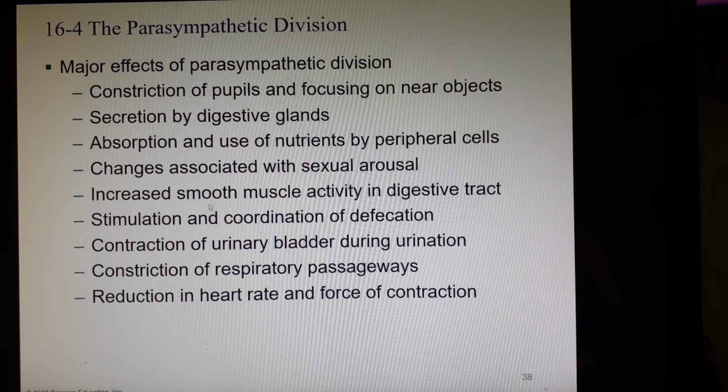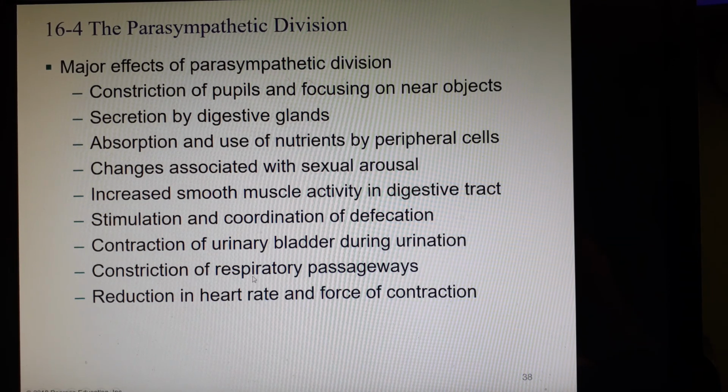We're going to have increased smooth muscle activity in the digestive tract. We're going to be able to stimulate urination and defecation. We're going to have constriction of respiratory pathways and reduced heart rate and reduced force of heart contraction. So think about all the things when you're just kind of relaxed and chilling out, the things you would expect your body to be doing.